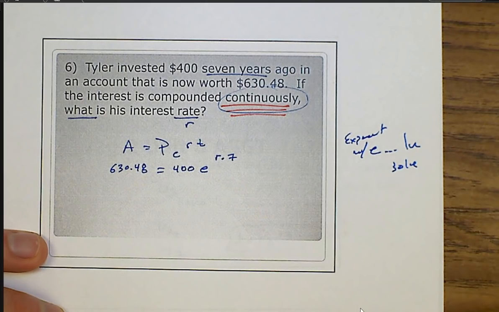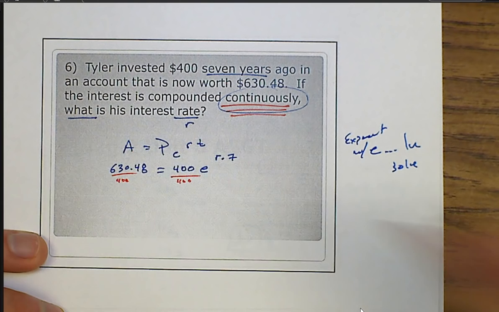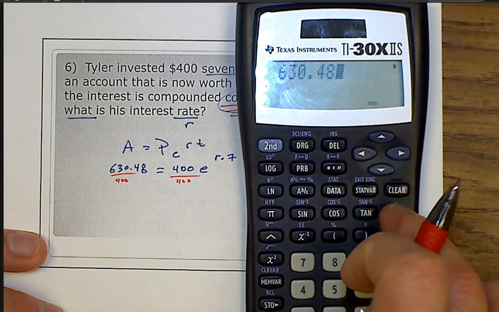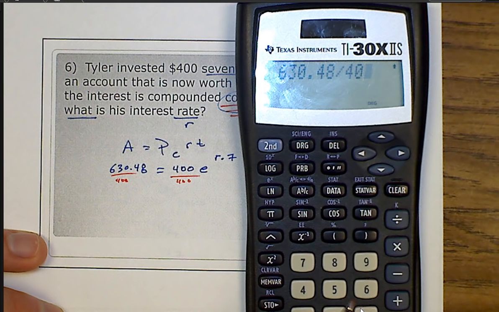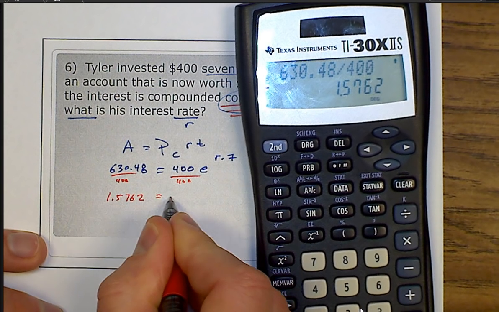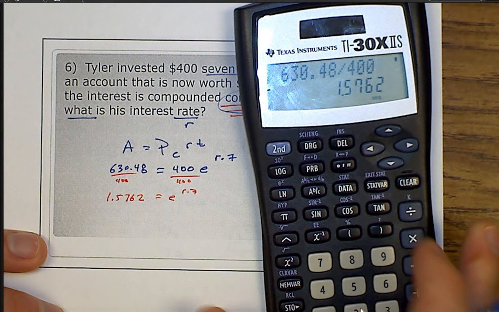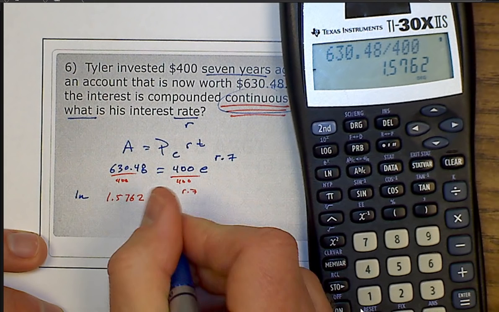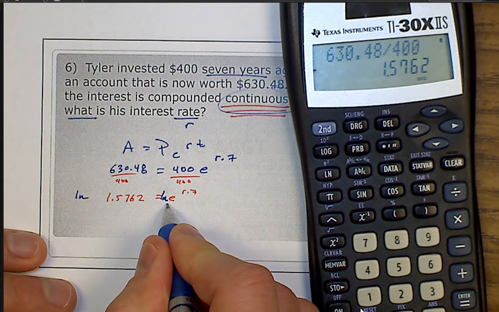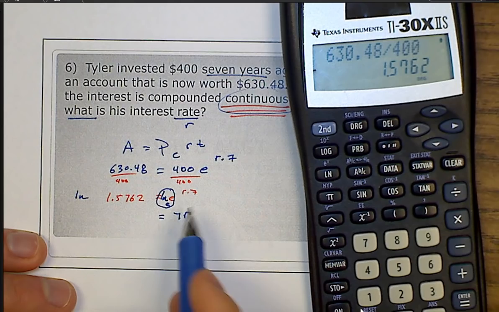So let's solve this. We're going to divide by 400. So 630.48 divided by 400, 1.5762 equals e to the r times 7. And then I'm going to natural log both sides. And when I natural log both sides, remember natural log is base e always, so this makes a 1. So you basically get 7r, r7, 7r, it's the same thing.